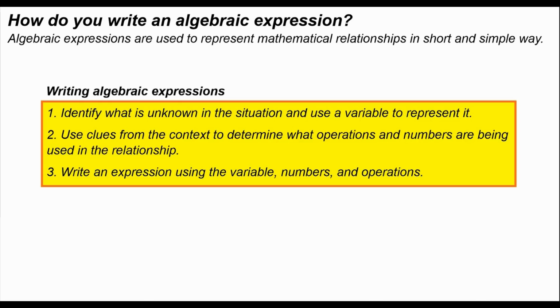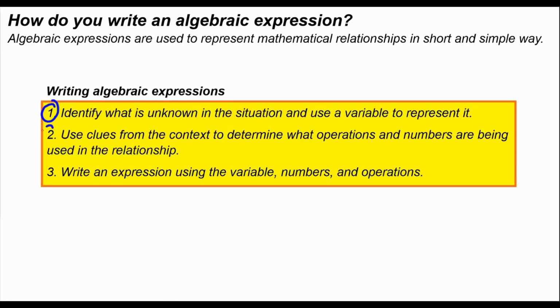The first and most important thing you need to do is identify what is unknown in the situation and use a variable to represent it. So you have to read a situation and decide what's unknown or what is changing in this situation that we can't really write a number for, but it does have a value. That's the most important step, because every algebraic expression will contain an unknown or changing value, and that's the first thing we need to find out.